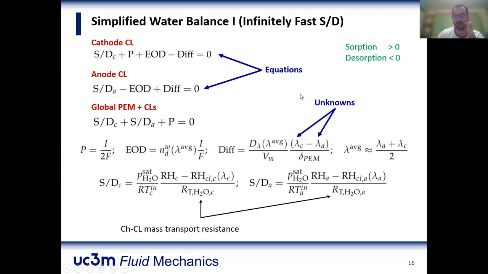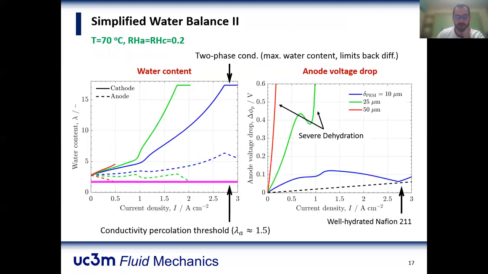Okay, so we have two equations with two unknowns, which are the lambdas at the cathode catalyst layer and the anode catalyst layer. In all this formulation, we have assumed that the desorption is infinitely fast. So we have this simplified model just to check, not to compare with the parametric analysis. What you can get from this very simple model is that the blue lines correspond to the ultra thin membrane.